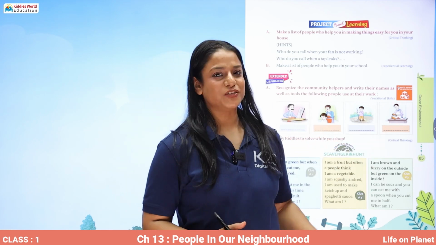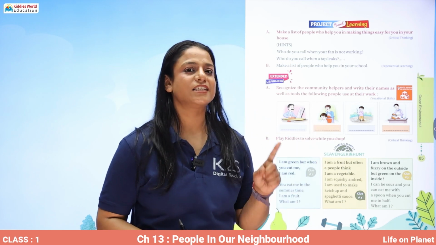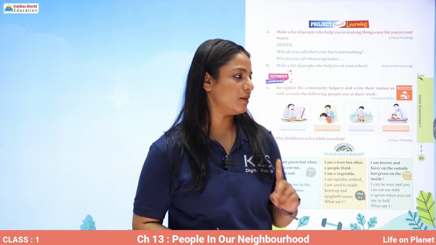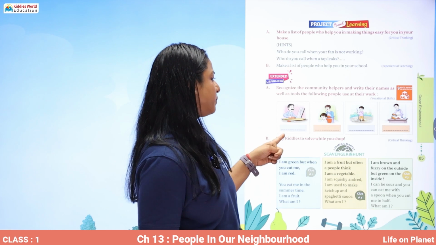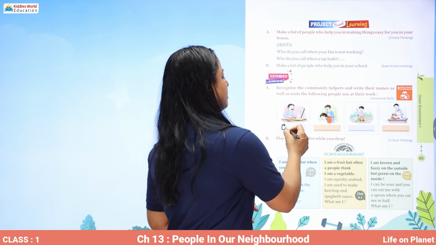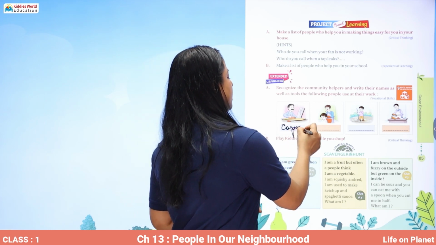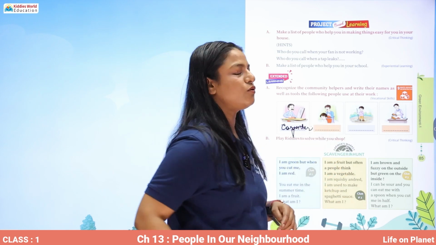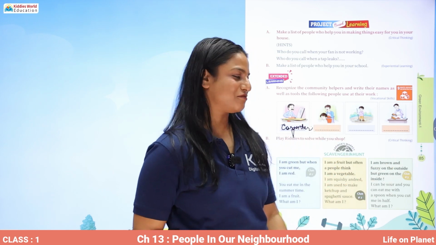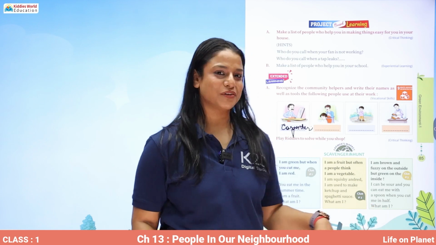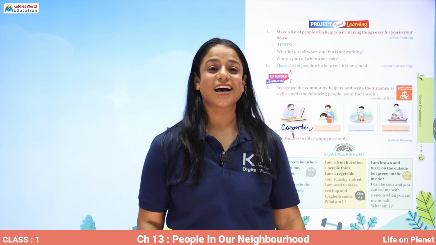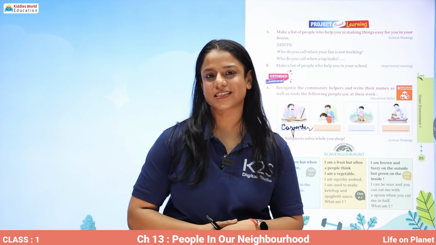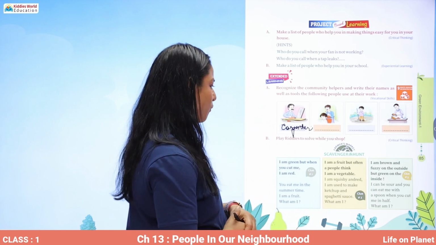Now these are some pictures and you have to recognize these pictures, which community helper it is. For example, the first one is the carpenter. The rest you are going to identify yourself. Now there are some fun riddles over here. You can just ask these riddles of your friends and see how much they know.